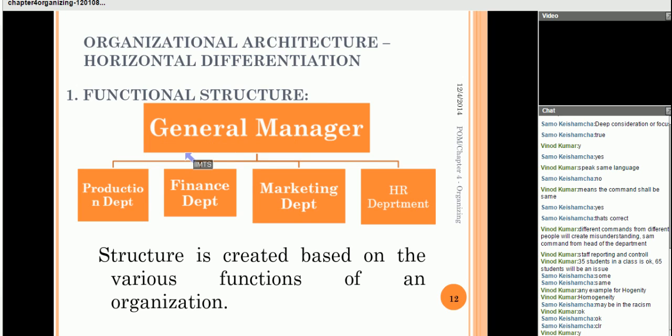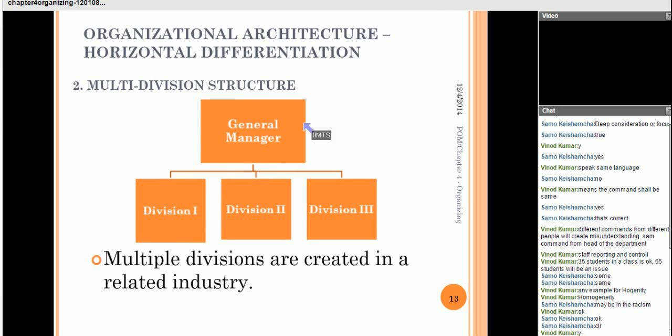You can see, like this is the general manager, functional structure: production department, finance, marketing, HR. In this, the structure is created based on the various functions of the organization. According to the different functions, there will be a separate department. The multi-division structure is where multiple divisions are created in a related industry. Like the general manager is there, division 1, division 2, division 3, the different divisions of the factory. This is a multi-division structure.